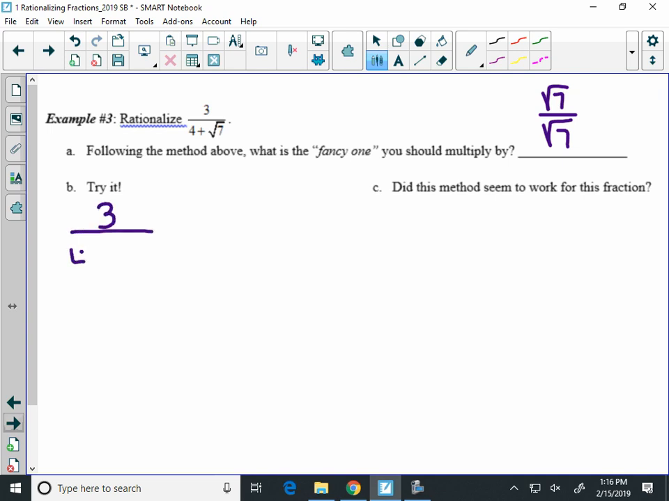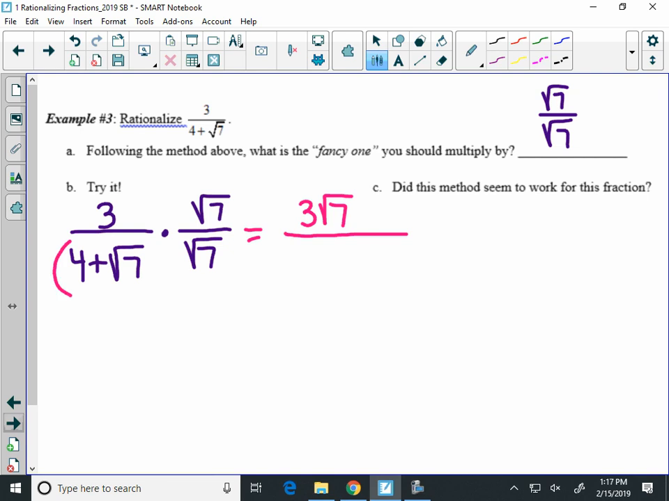I have 3 over 4 plus radical 7, and we said we're going to multiply it, bless you, by radical 7 over radical 7. So let's see what happens. When I multiply across the numerator, I have 3 times radical 7, which is 3 radical 7. Now we need to be careful in the denominator. I'm taking this entire left side times radical 7. So that's really taking 4 times radical 7, 4 radical 7. And what's radical 7 times radical 7? Plus 7.